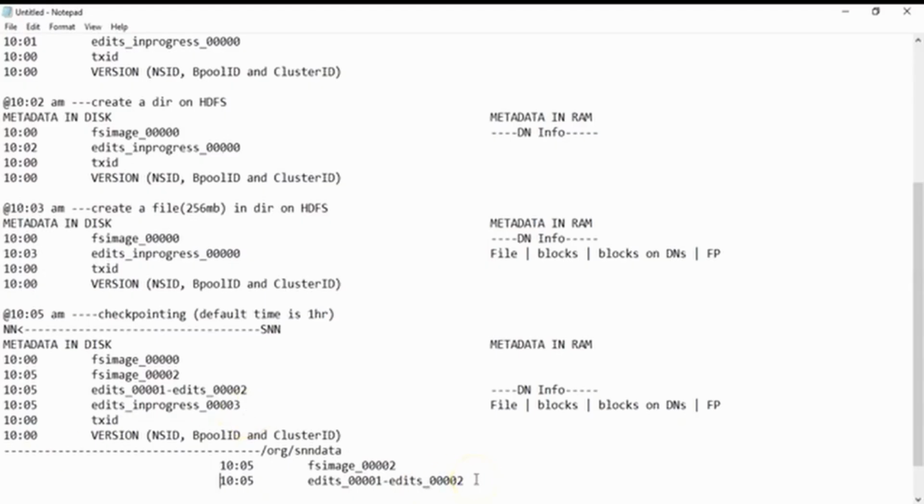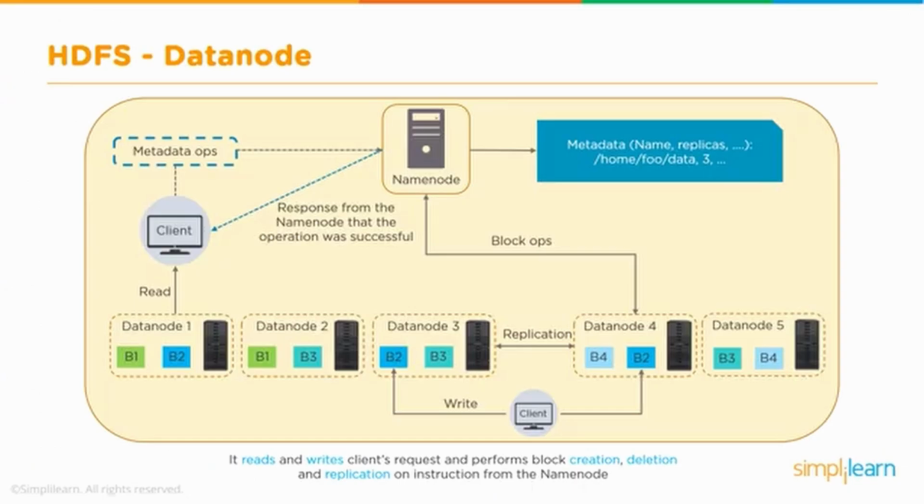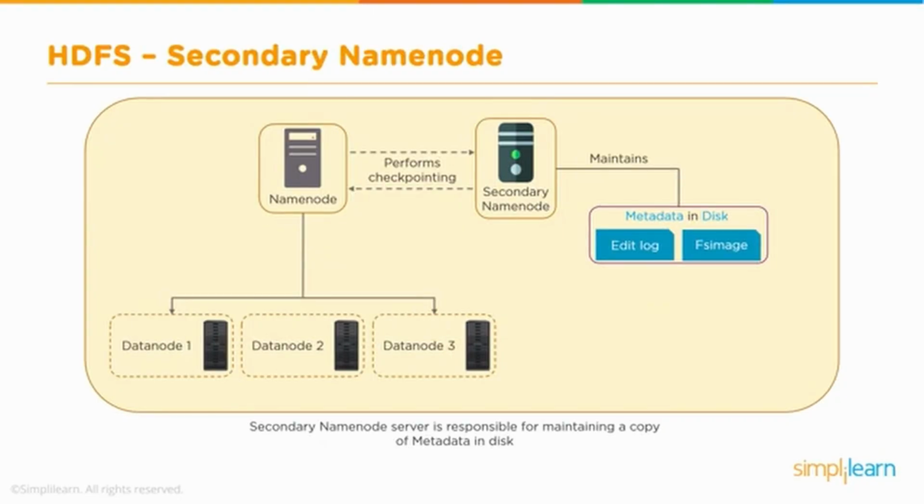Always remember, secondary name node regularly contacts name node based on the time interval set. It creates a new edits in progress, it merges the changes and edits in progress with the file system image, creates a new FS image, and it keeps a copy of the latest FS image and edits with itself. So this is what I mean when I talk about secondary name node doing the checkpointing, having a copy of metadata in its disk, basically making it possible to recover name node or to bring up a new name node if there is a name node failure scenario.